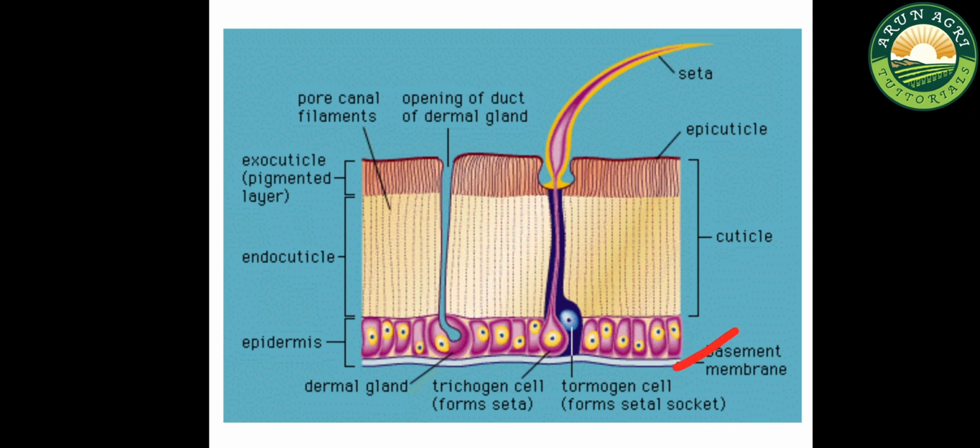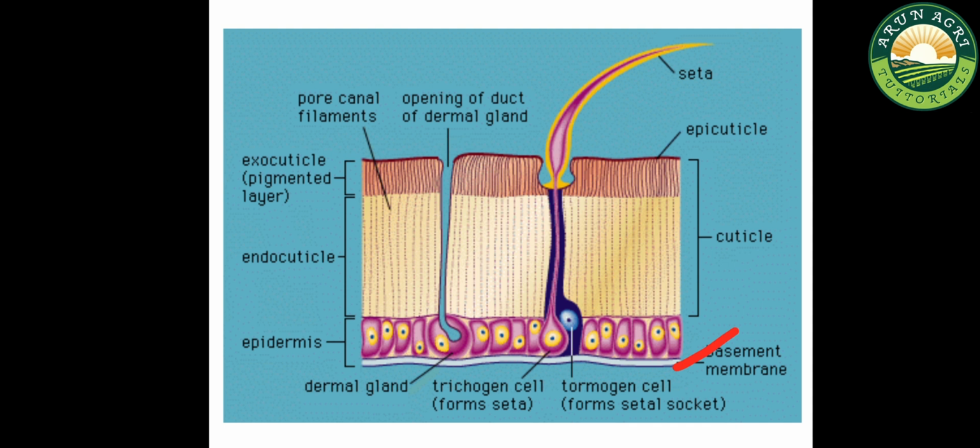Just above the basement membrane, you can see the epidermis, which is also called the hypodermis, where you can see the dermal glands, which produce dermal secretions. Next, the trichogen cell produces the trichos or hair, which we can see on the outer surface of the insects. Next to the trichogen cell, the tormogen cell forms the setal socket and gives nourishment to the trichogen cell.